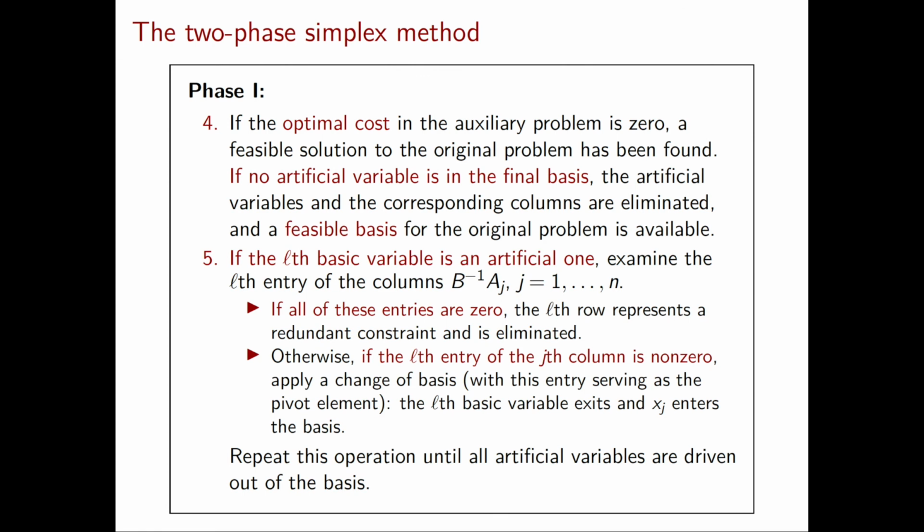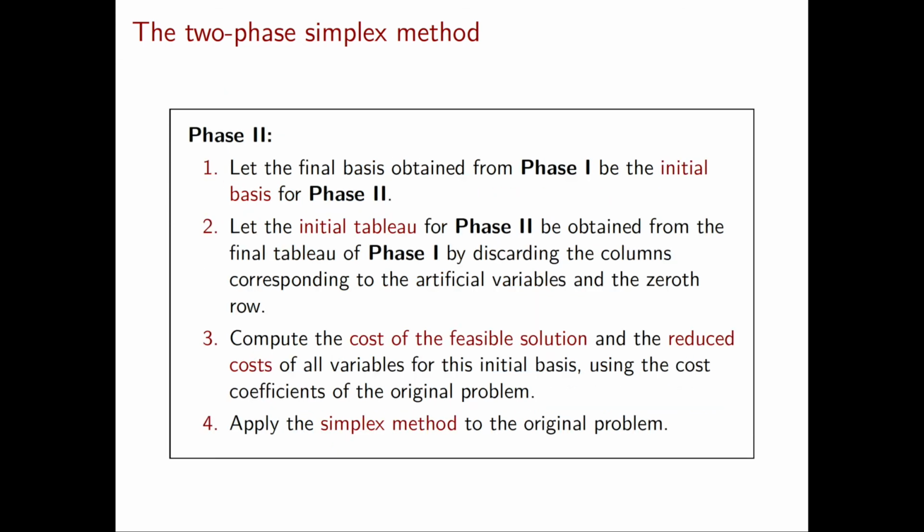Otherwise, we find at least one non-zero. Let's say this is in the jth column. Then we apply a change of basis to have the ith basic variable leave the basis and xj enter the basis. We need to repeat this operation until all artificial variables are driven out of the basis. Once this is done, we can finally go to phase 2.